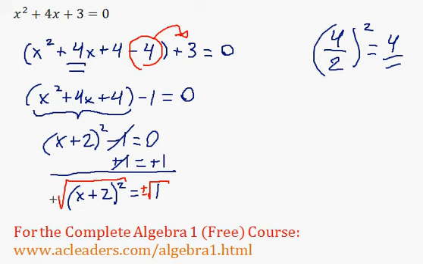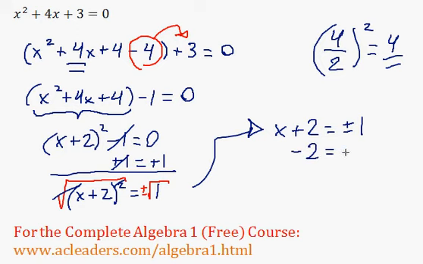Alright, so let's continue. These guys cancel out. Over here we get just x plus 2, which is equivalent to plus or minus square root of 1. So that will be just plus or minus 1, because the square root of 1 is just 1. Then I can subtract 2 from both sides of the equation. These cancel out, so we have x equals negative 2 plus or minus 1.